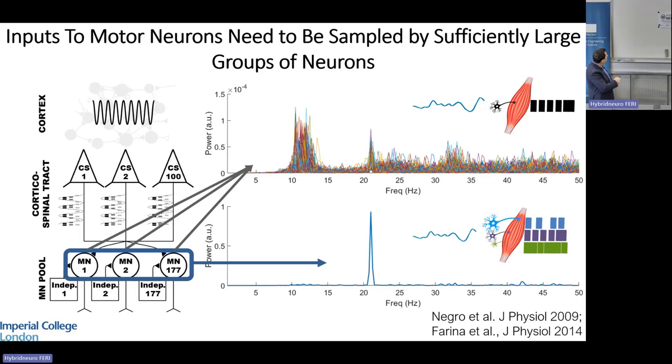But if you project a signal commonly to a number of motor neurons, and then you consider the drive that goes to the muscle, then the projected signal is transmitted in an almost perfect linear way.